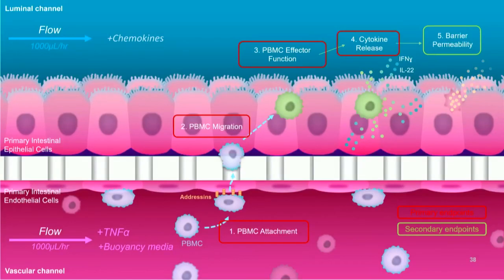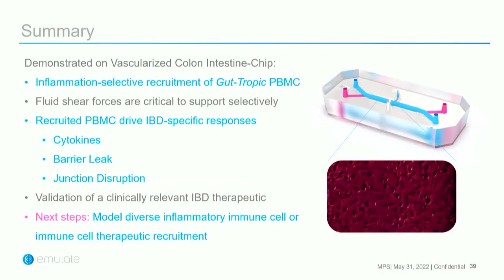So basically what I've told you is that we've now set up a model whereby we start with a highly physiologic model of the vascularized human colon, and then simply by introducing the appropriate IBD-relevant priming cues and perfusing PBMCs, we can recapitulate the full cascade of disease, including the attachment, the recruitment, interstitial immune reactions that ultimately lead to barrier disruption.